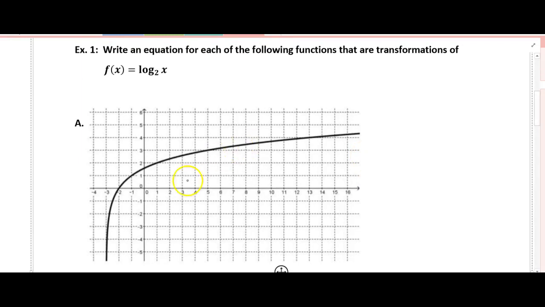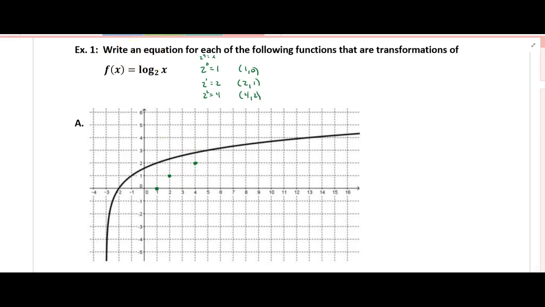Right away, if I was to graph the parent function, I know 2 to the 0 power is 1. So if we take 2 to the y equals x, we know we're going to get 1, 0. 2 to the first is 2, so we get 2, 1. And 2 to the second is 4, so we get 4, 2. Okay, so this is the parent function. I'm going to plot these points real quick. So I get 1, 0, 2, 1, and 4, 2.